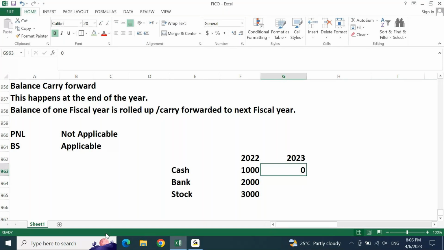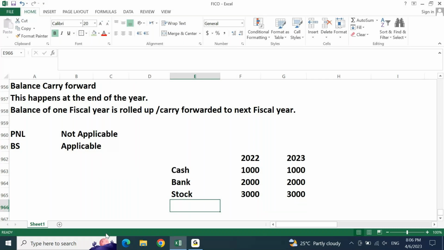No, 1000. The previous year's closing balance should be shown. The previous year closing balance must reflect in 2023 as the opening balance. Similarly for the bank, 2000 has to show. For stock also, 3000 has to show. Now these three are what kind of accounts? These three are balance sheet accounts.